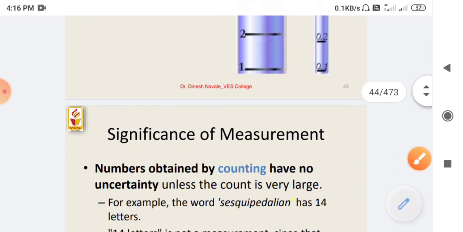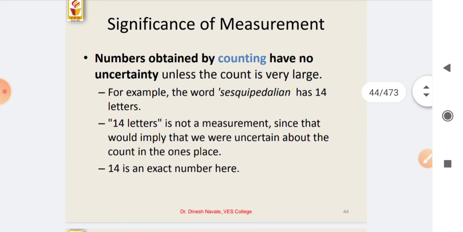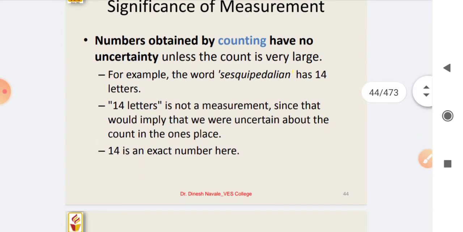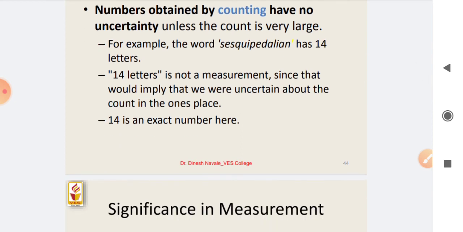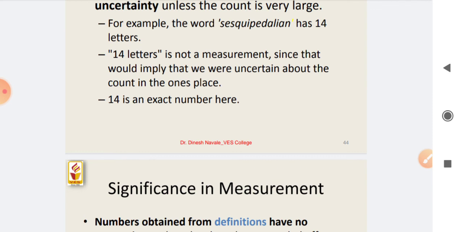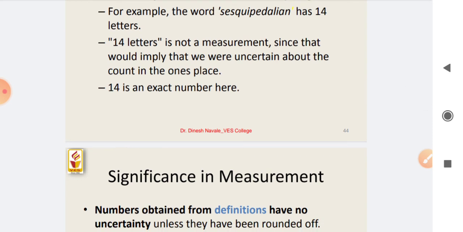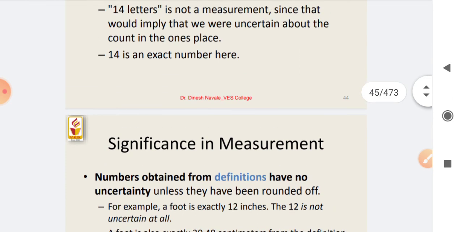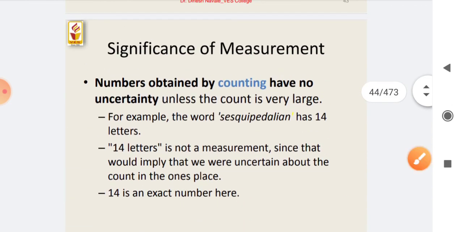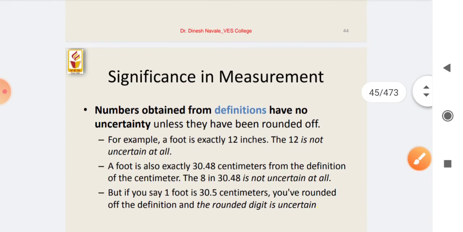Numbers which are obtained by counting have no uncertainty, unless the count is very large. For example, this word has 14 letters. The 14 letters is not a measurement, since that would imply that we were uncertain about the count in the ones place. So the remaining part we'll see in the next lecture.